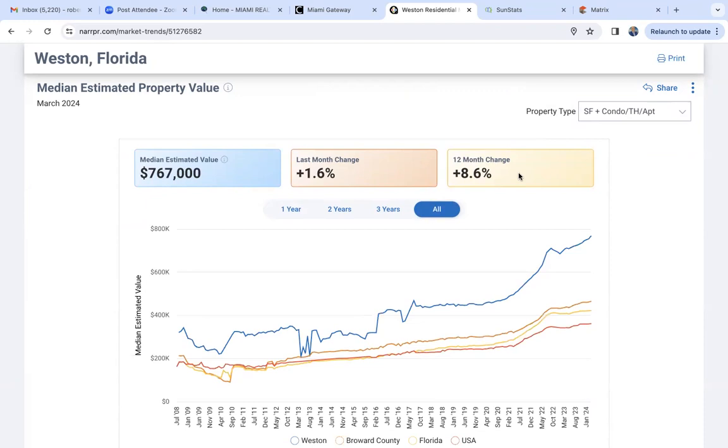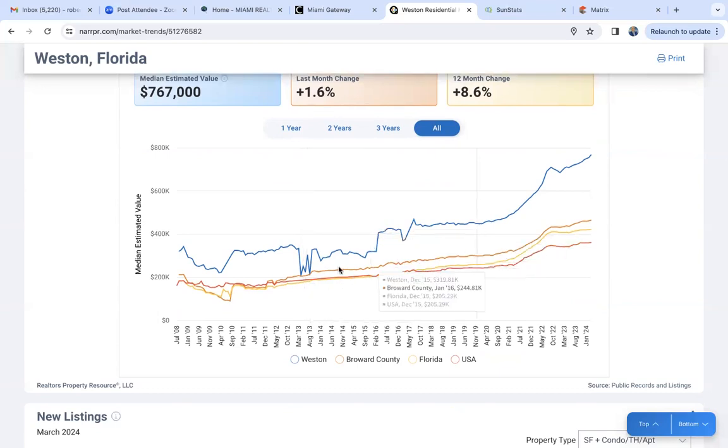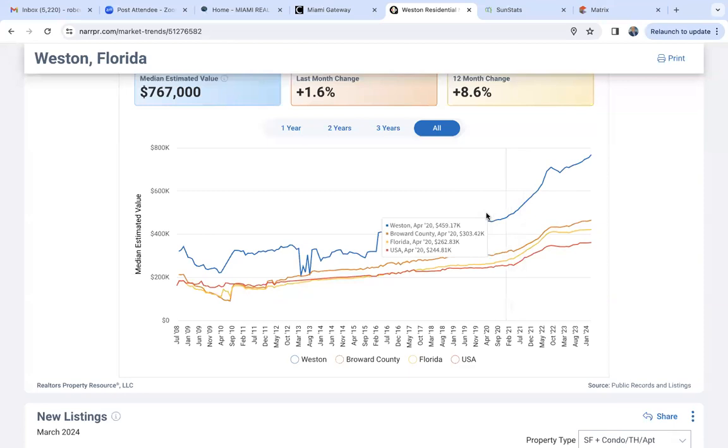So you cannot say that property values in Weston are going down. It's showing you right here, it's going up. It went up in the last month, and it went up in the last 12 months. Okay, and you can follow along here, and you can see the blue line is Weston. This dark orange line is Broward County. This lighter orange line is Florida, and this red line is the US. So Weston is more valuable. The properties are valued more than its counterparts.